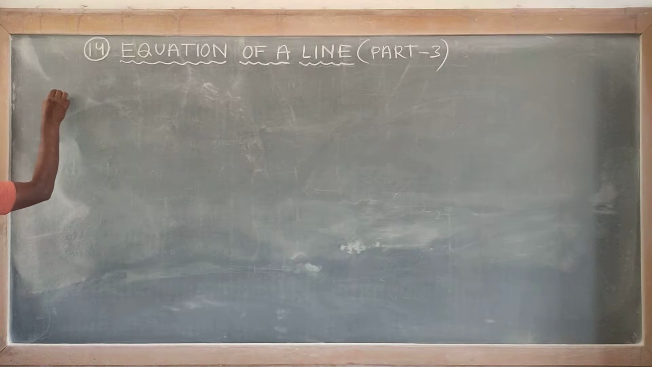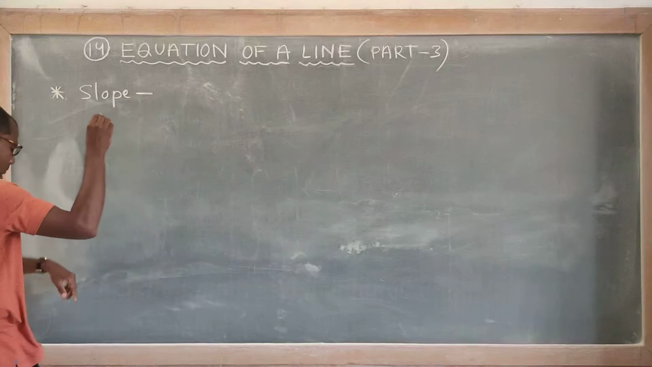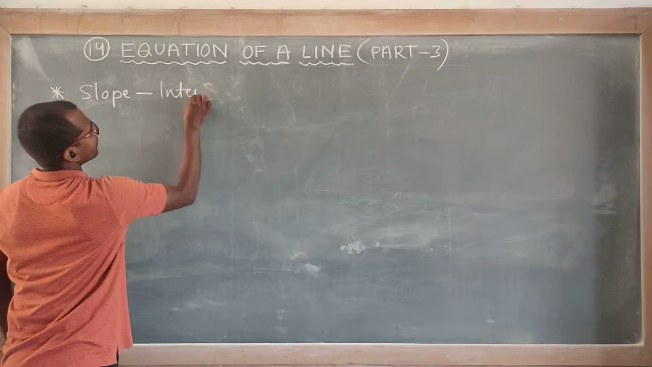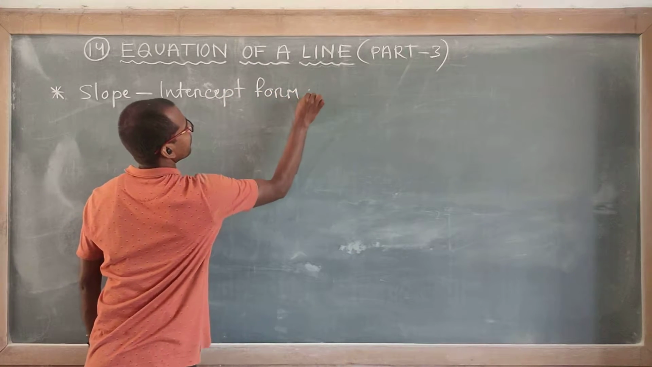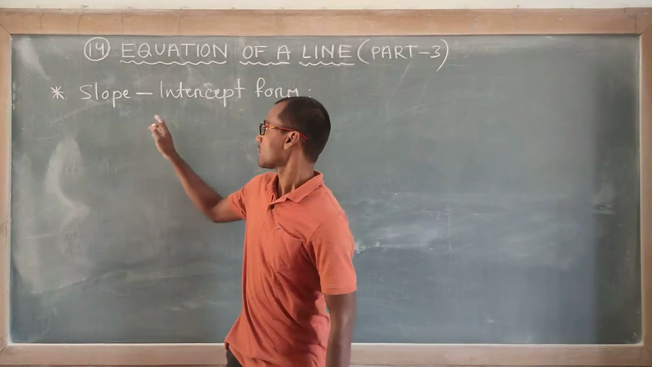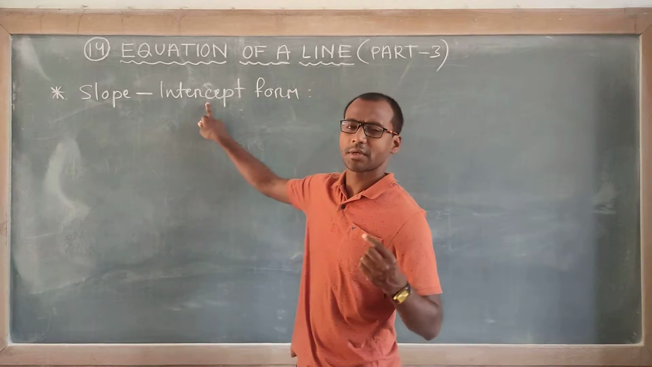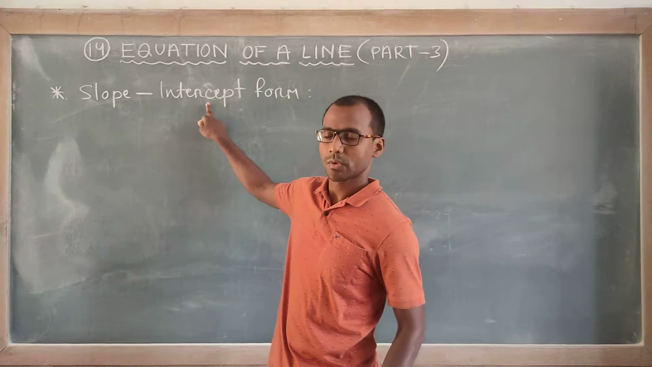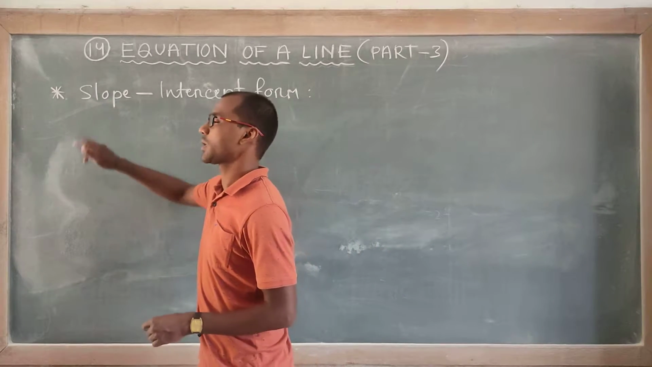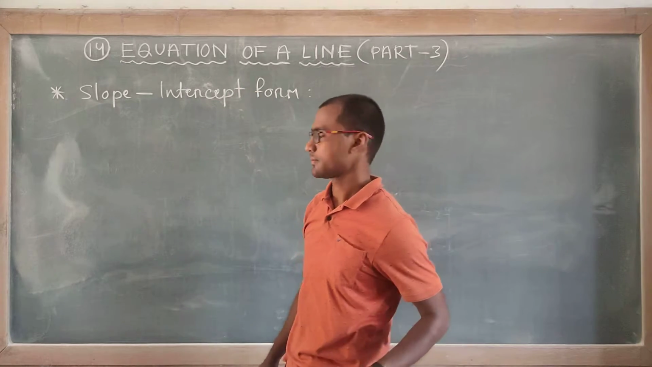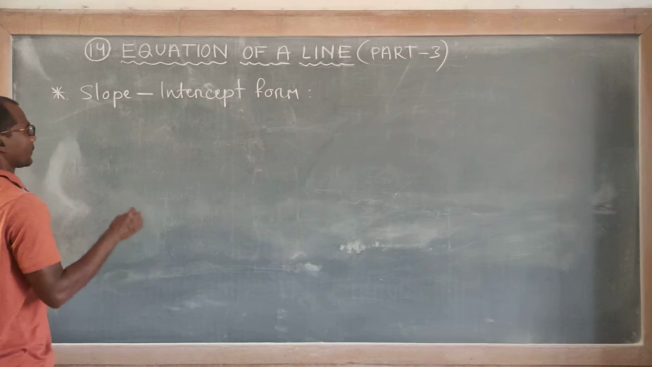First is slope intercept form. So in this form, we will need the slope of the line and we will need the intercept. Intercept means here y intercept. I told that x intercept is not that important, y intercept is more important. So we will need slope of the line and y intercept of the line. I am not giving the derivation, the derivation is not necessary for you.